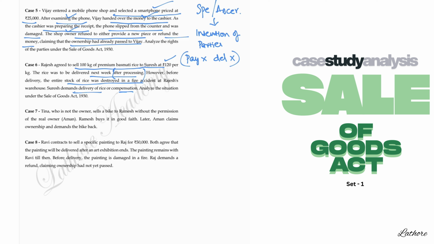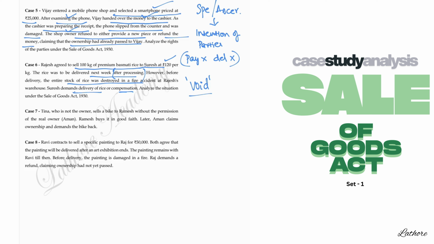Analyze the situation under the Sale of Goods Act. See what happens if specific goods perish without the seller's fault. If the goods perish without the seller's fault before the risk passes to the buyer, the agreement becomes void. So this is based on the provisions of law with respect to the destruction of the subject matter.